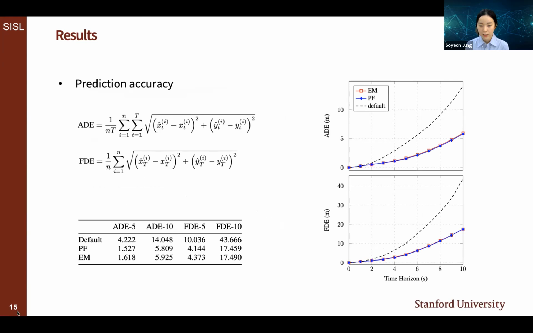The prediction accuracy is measured using the average displacement error and the final displacement error between the simulated and the ground truth trajectories. The table shows the ADE and FDE of each model for 5-second duration and 10-second duration. Results show that the EM model outperforms the default model and has nearly equivalent performance to the particle filtering method.